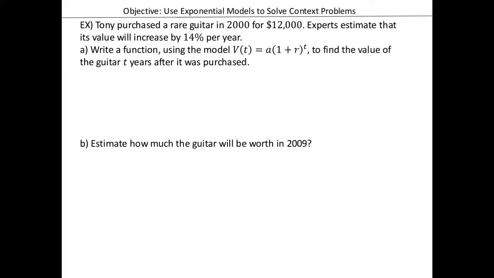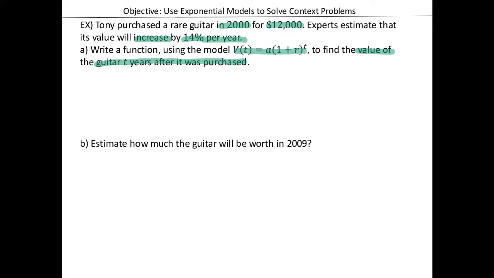So let's look at our first example here. Our first example says Tony purchased a rare guitar in the year 2000 for $12,000. Experts estimate that its value will increase by 14% per year. And then our part A says write a function using the model V of t equals A times (1 plus r) to the t to find the value of the guitar t years after it was purchased.